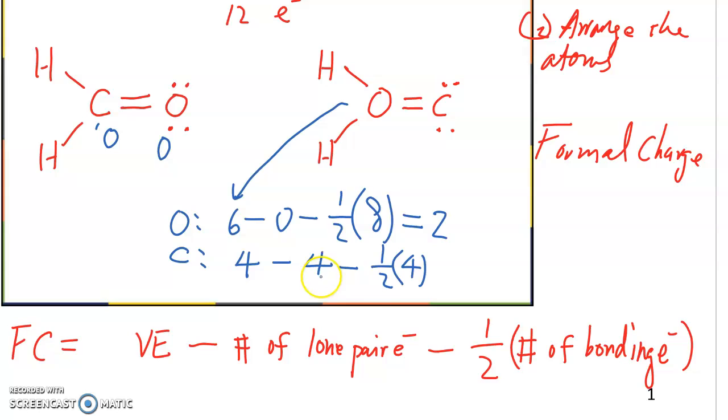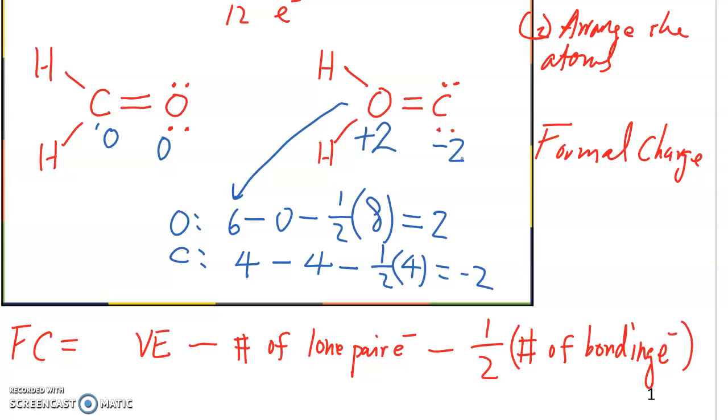It will be 4 minus 4 and then minus 2. That is equal to negative 2. In other words, according to the calculation, oxygen over here gets positive 2. That's the formal charge. And carbon over here gets negative 2. That is the formal charge.